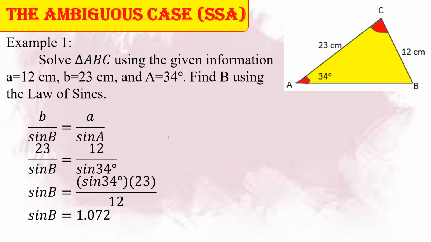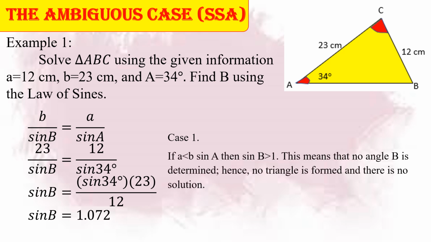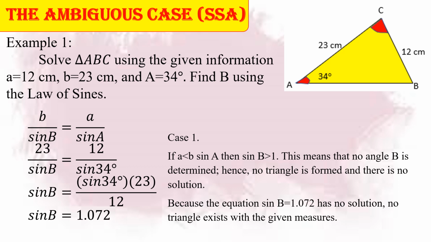So that is case number 1, which means that if A is less than B sine A, then sine B is greater than 1. This means that no angle is determined, hence no triangle is formed and there is no solution, because the equation sine B equals 1.072 has no solution, so no triangle exists with the given measures.